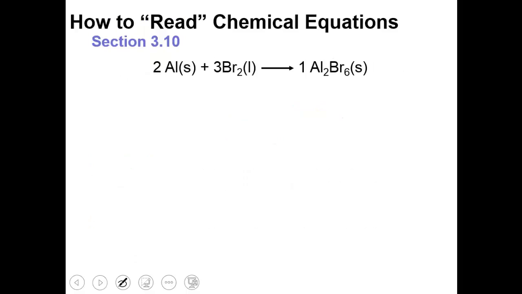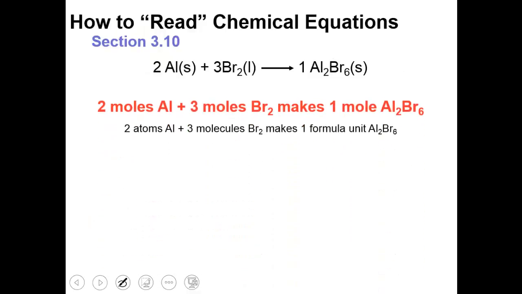And so how to read a chemical equation: the coefficients out front are mole-to-mole ratios. So 2 moles of aluminum plus 3 moles of bromine as a liquid. The S here means a solid. These are the states of matter found inside the parentheses. We have bromine as a liquid, and we're going to make aluminum bromide as a solid. So 3 moles of bromine as a liquid makes 1 mole of aluminum bromide as a solid.